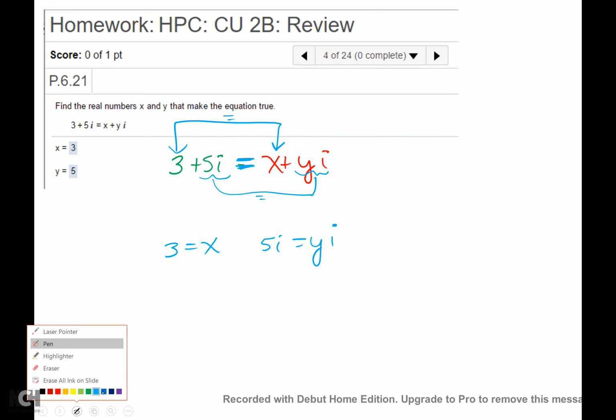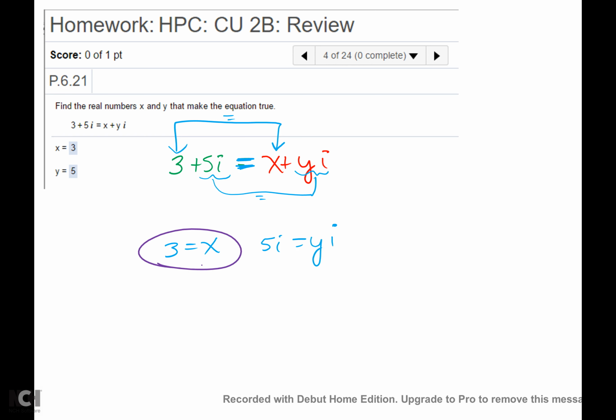Get x and y alone. This one's a pretty simple case. That one is alone. Divide by i, and y equals 5.